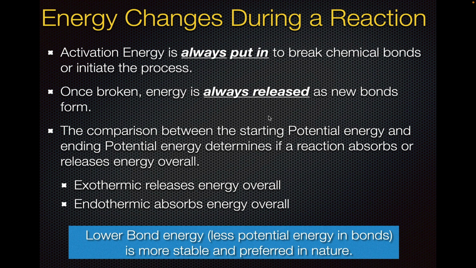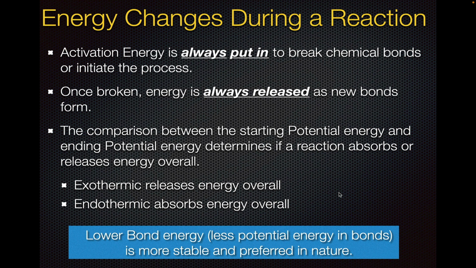Where step one, you break them, put energy in, and step two, you build new ones and energy gets released, okay? So for chemists, we want to compare the potential energy before versus the potential energy after, because this comparison will tell us if it's exothermic or endothermic. So we can look at potential energy numbers and graphically look at that, okay? Ultimately, in nature, the lower the bond energy or the less potential energy we have, the more stable something is.